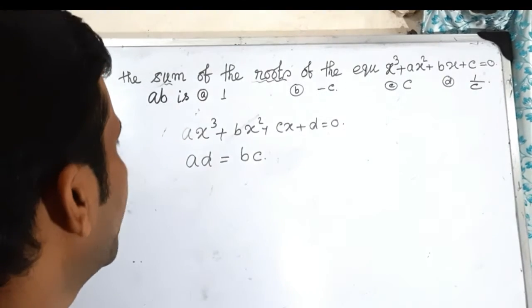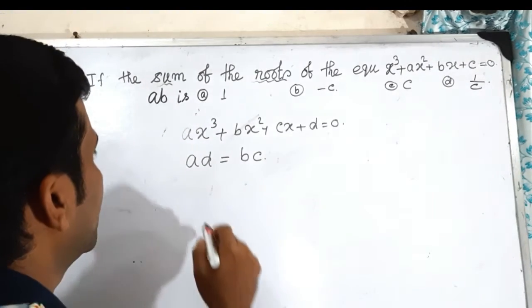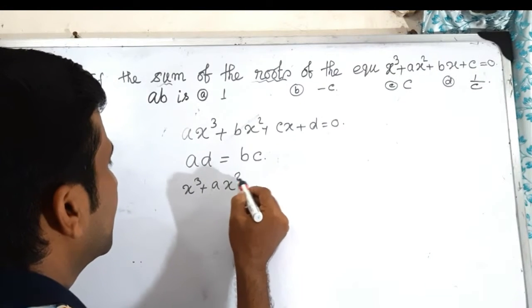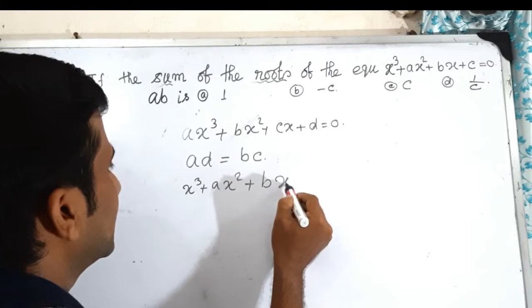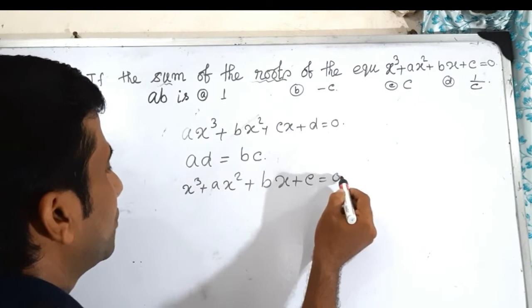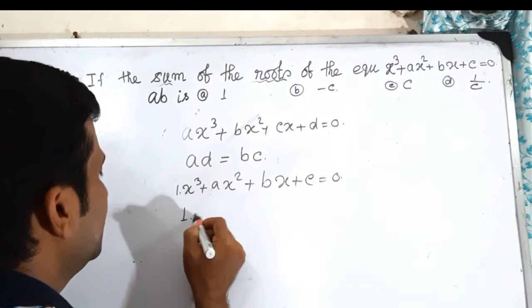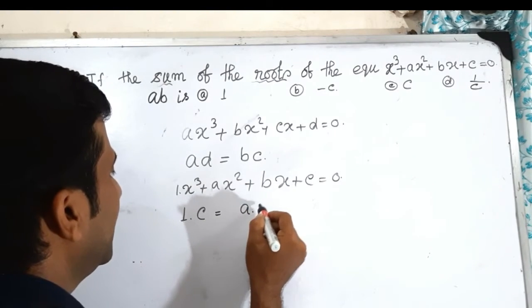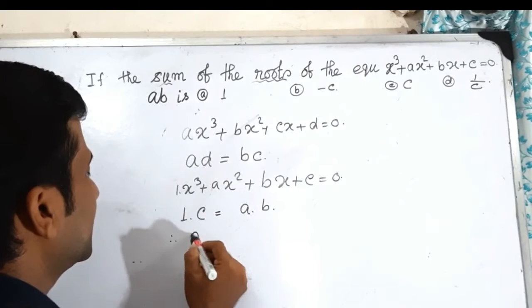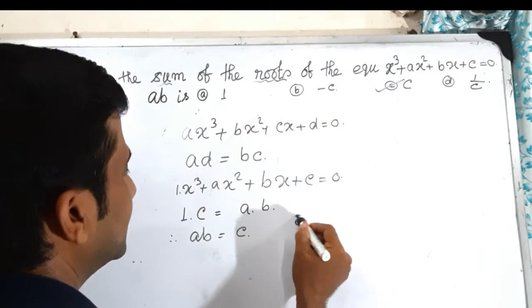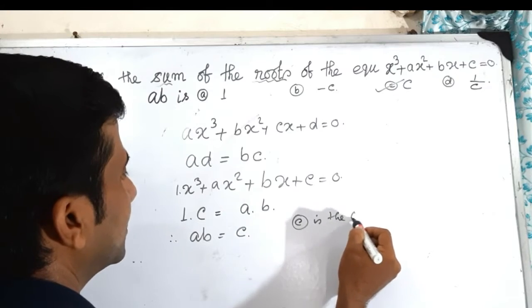Now comparing this, we get from the equation x cube plus x square plus bx plus c is equal to 0, sum of the roots is 0 means 1 into c is equal to a into b. So our required answer is AB is equal to c. So C is the correct answer.